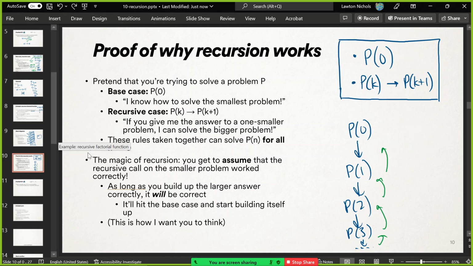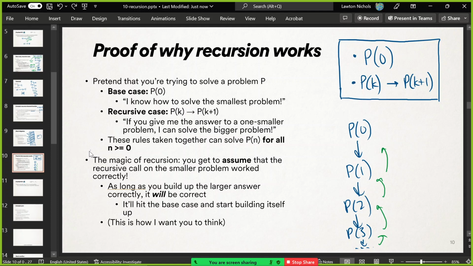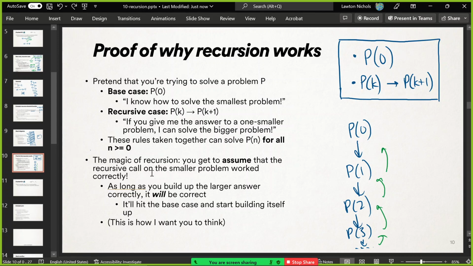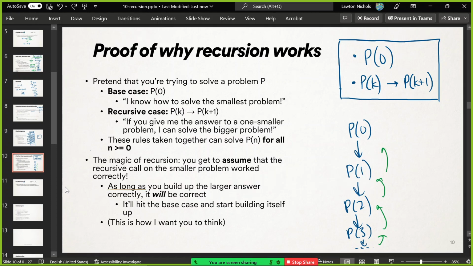You don't actually have to go down to like the very bottom like we were doing here. You can actually do this. And this is definitely going to take a while to sink in, but it's so, so cool once it does. This is like the magical piece of recursion. You get to assume that when you make a recursive call on a smaller subproblem, it gives you back the right answer. You don't even have to think, hey, is that going to work? Just assume that it's going to give you back the right answer, and it will. It will, as long as you build up the larger answer correctly. It is mathematically perfectly sound for this to be true. And the reason why is because it will hit the base case and start building itself up using your correct builder-upper rule.